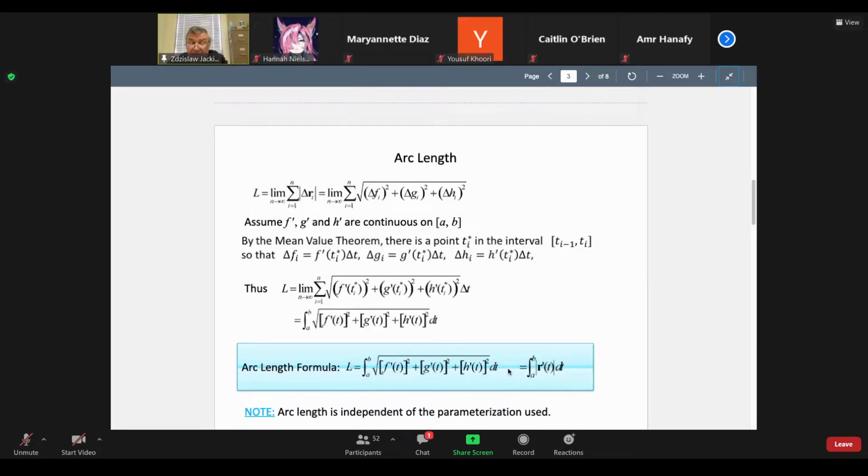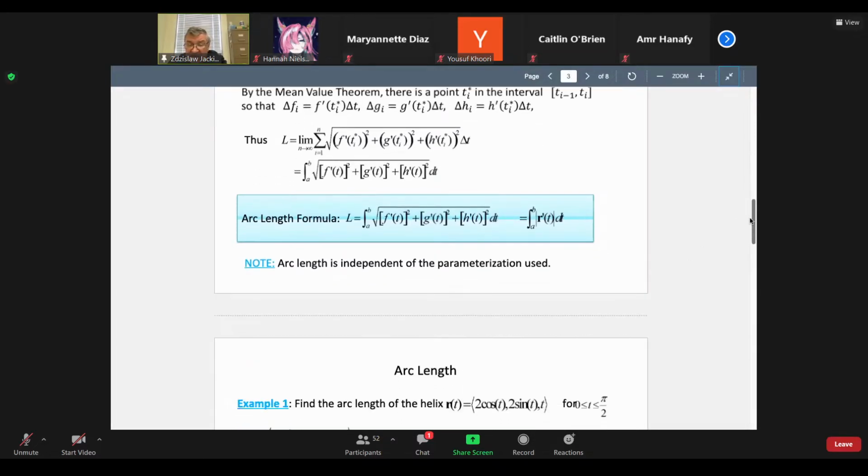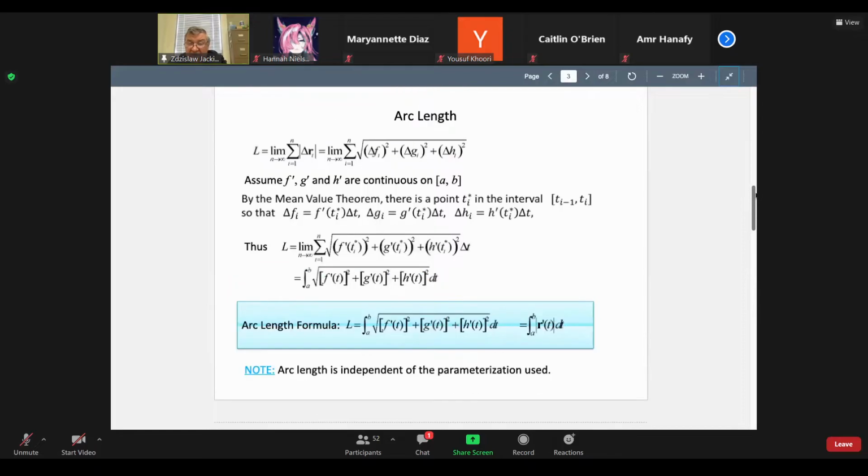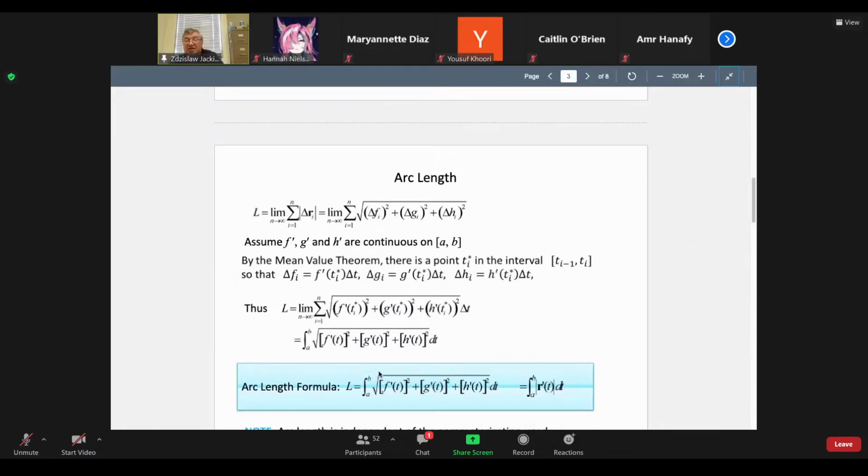Now, arc length is independent of the parameterization. If you have a different parameterization, you should get the same arc length. We are not proving this, but that is what is known. So here is a computational example.